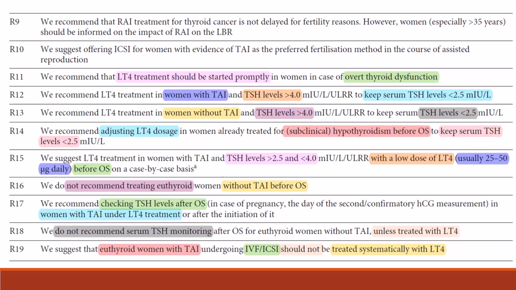Check TSH level after ovarian stimulation in women with thyroid autoimmunity under levothyroxine treatment. Don't recommend serum TSH monitoring after ovarian stimulation in any euthyroid woman without thyroid autoimmunity unless treated with levothyroxine. We suggest that euthyroid women with thyroid autoimmunity undergoing IVF or ICSI should not be treated systemically with levothyroxine, and also not with corticosteroid.